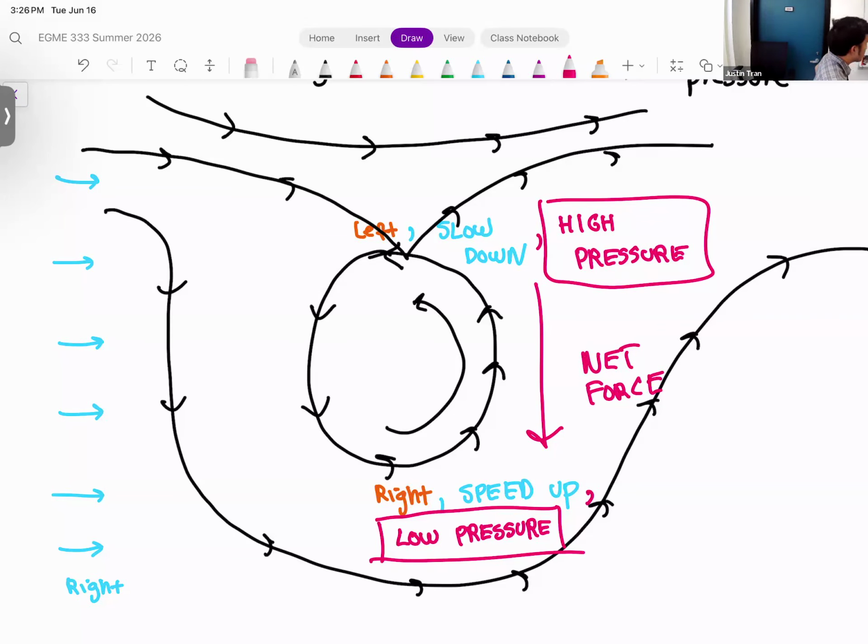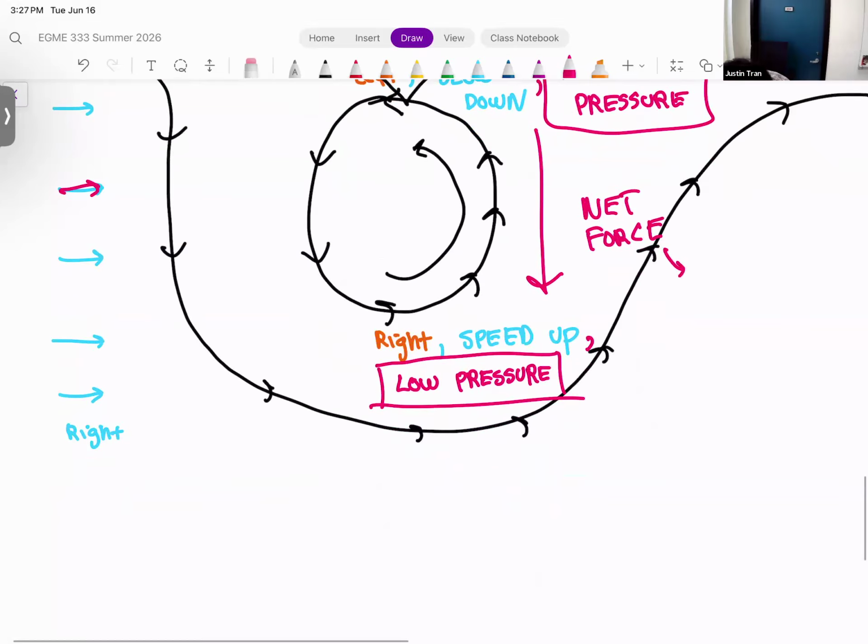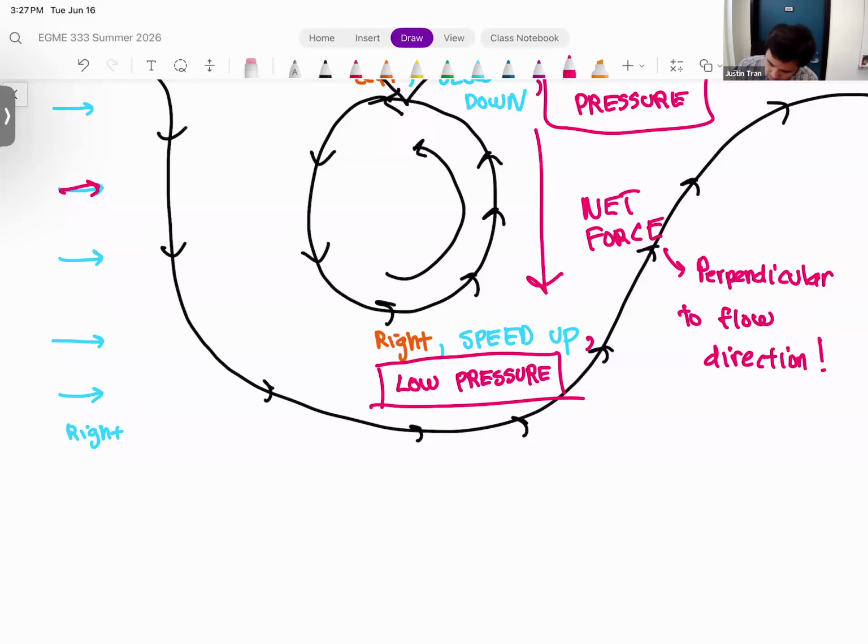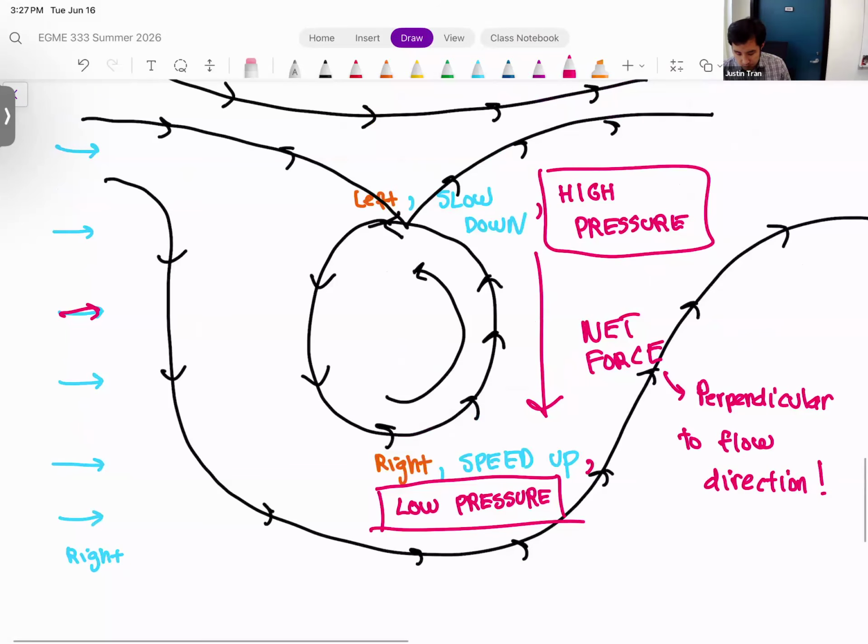Okay. Now, what's interesting here is that this net force is not in the direction of flow, right? Because the uniform flow is going left to right, but this net force is actually going perpendicular to that flow direction. Okay. And all we had to do to get that was to add spin.